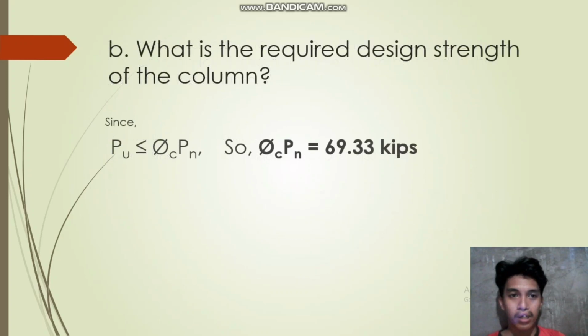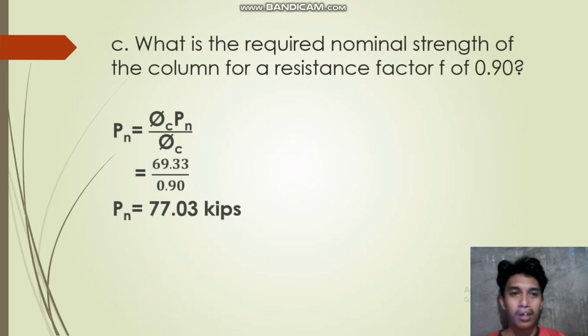Next, what is the required design strength of the column? Since Pu is less than or equal to theta C Pn, theta C Pn equals 69.33 kips. Next, letter C. What is the required nominal strength of the column for a resistance factor of 0.90?